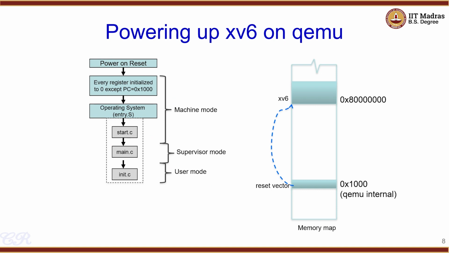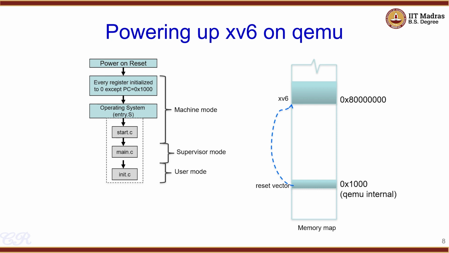Okay. So, we now look at powering up the xv6 operating system on QEMU. QEMU is the emulator, right, and as we have discussed, every system would have a memory map. Okay. We will look into more detail about the memory map of QEMU at a later time, but for now what we would see is that the reset vector for QEMU is at this location 0x1000, right. So this is internal to QEMU, right?